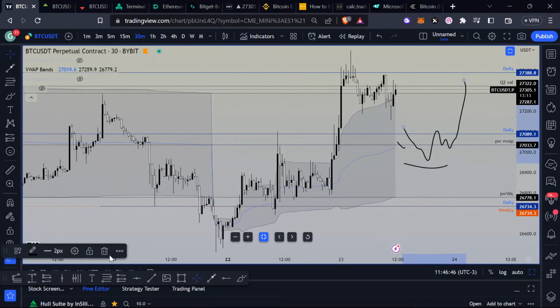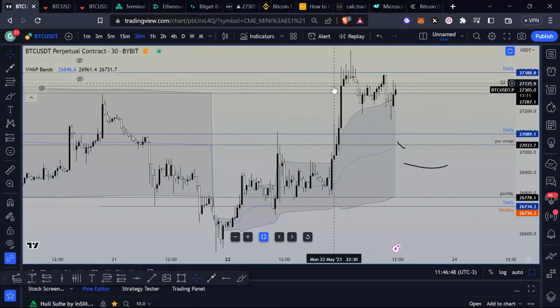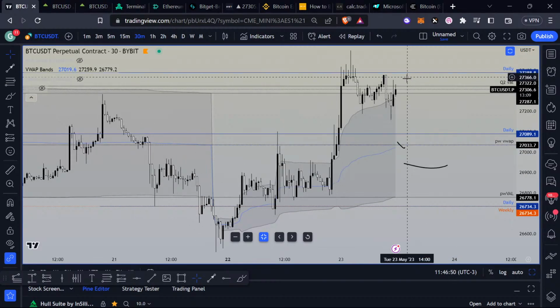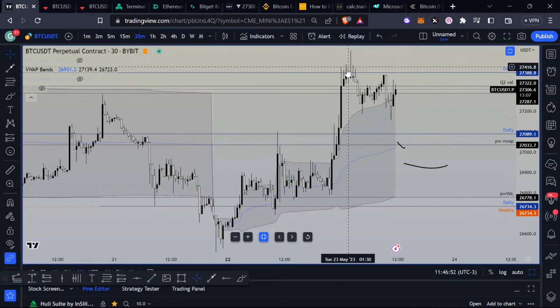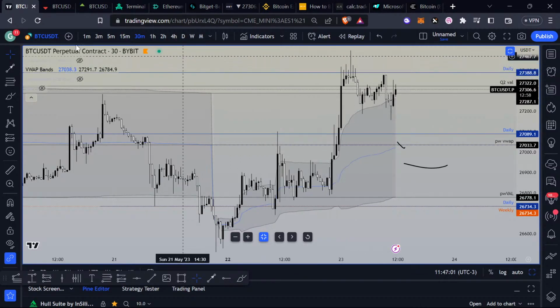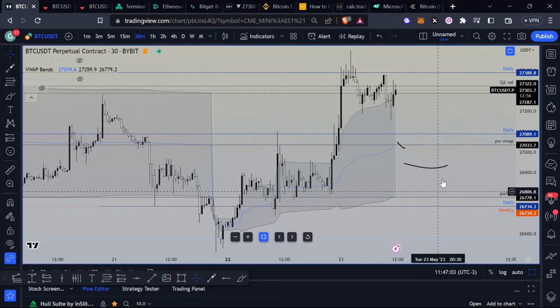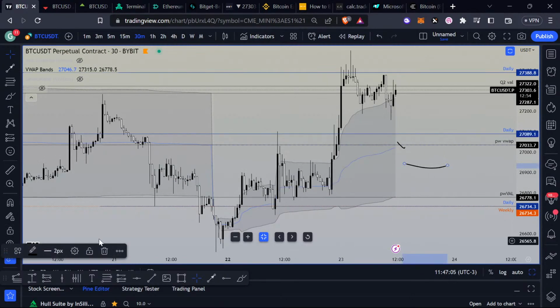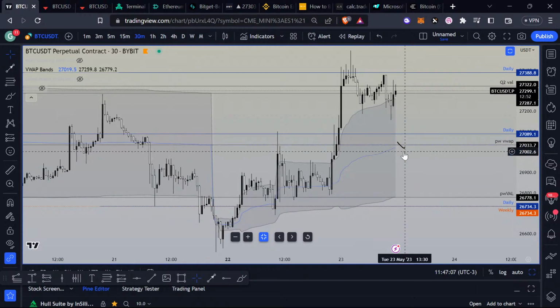Because it's very choppy. Last night I tried to short this, and I took a small loss because I was super convinced that the market was going to squeeze us, and I will show you why.